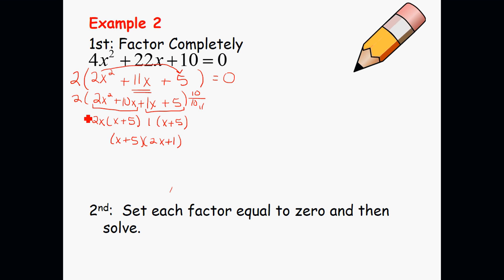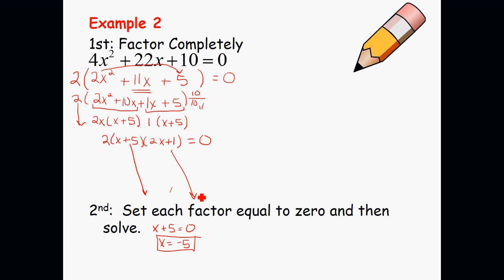And don't forget that 2 that we took out right away in the beginning, he just pops down and sits down in front. Now that I have it completely factored, I set each factor equal to 0 and then solve. So let's grab this x plus 5, set it equal to 0. What's my solution? X would equal negative 5, right? If I subtract that 5 over, I'd have negative 5.